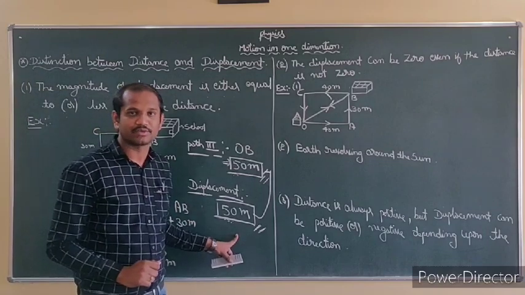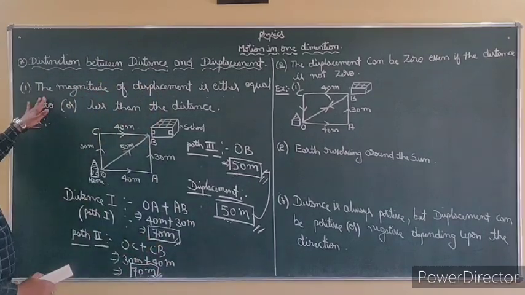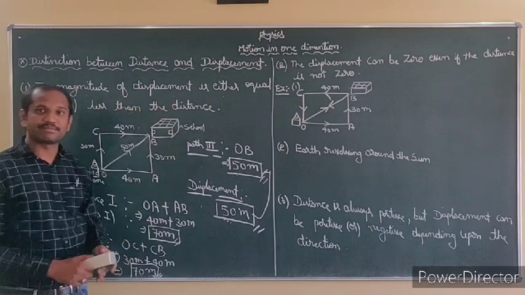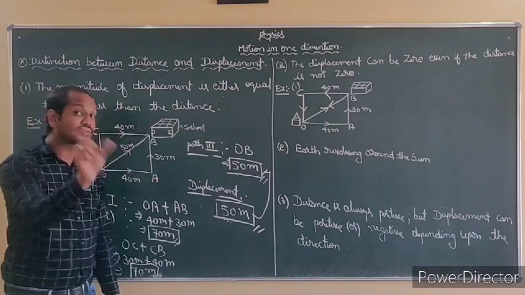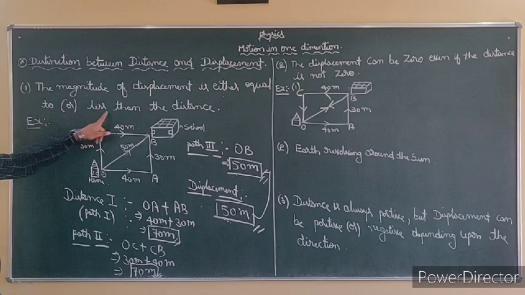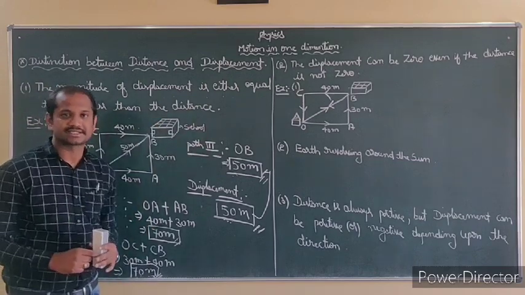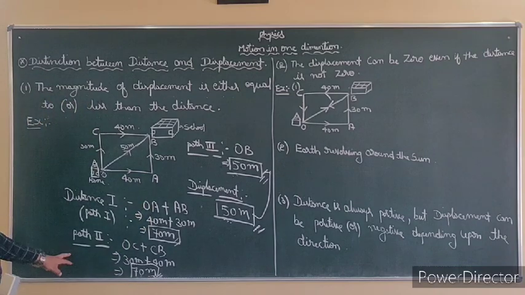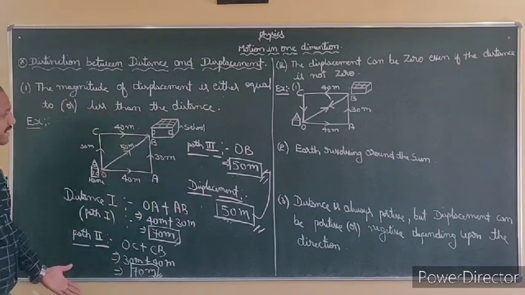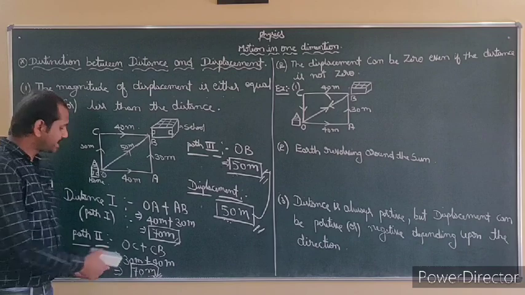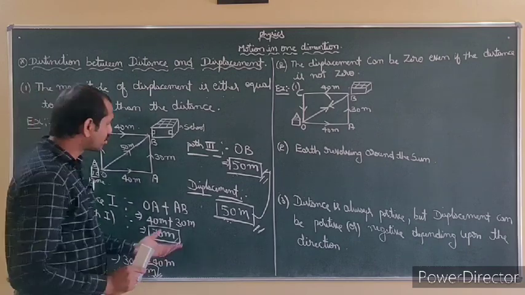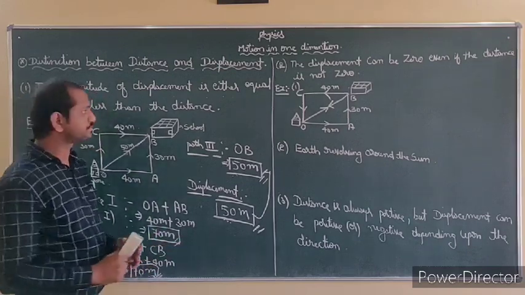Did you understand? So by this we came to know the magnitude of displacement can either be equal to that of distance, but it is always less than that of distance. It can never be more than that of a distance. Hope you have understood the first difference. You can copy the same thing in your notes so that you understand the concept clearly. It is not there in your textbook.